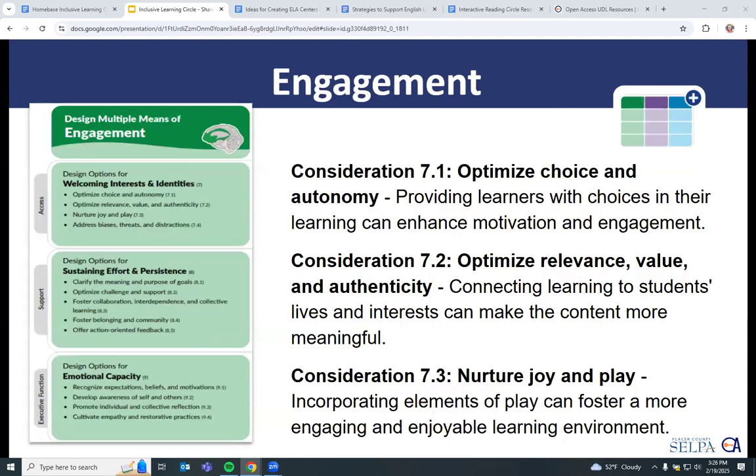So the overall updates in the engagement principle of the UDL guidelines now highlight the importance of affirming learners' identities, fostering a sense of belonging, and promoting joy and empathy in the learning process. Choice and autonomy have always been a part of the guidelines, but the wording for those considerations was adjusted with this update. The addition of that consideration, nurturing joy and play, was very exciting.